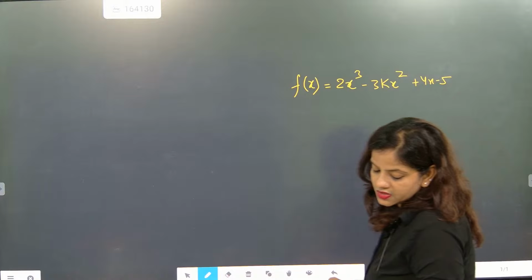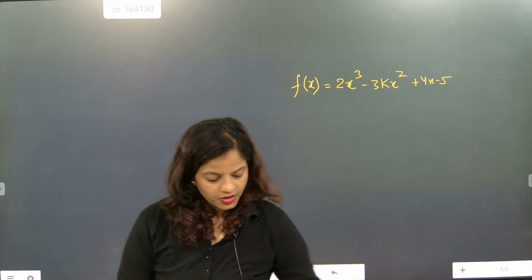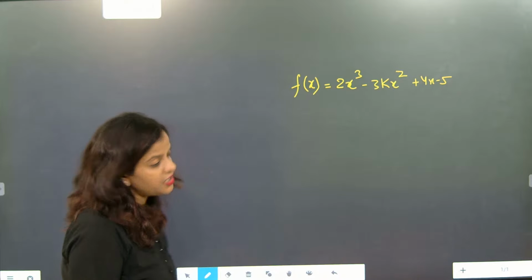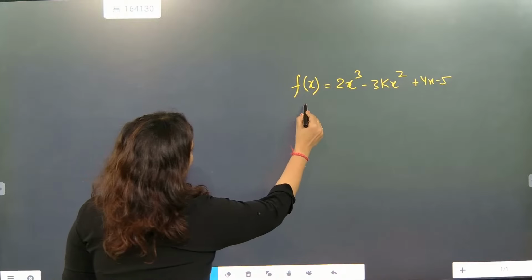But they are telling us that the sum of the zeros of the quadratic polynomial is 6. Be very careful. Here, the sum of the zeros is 6.